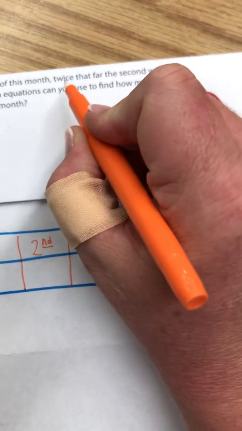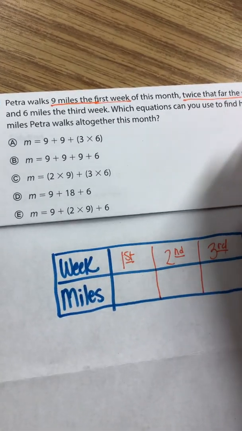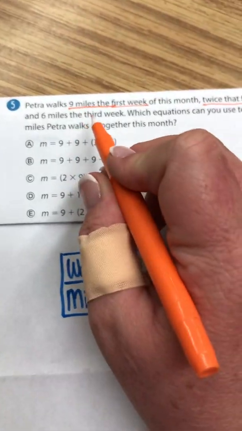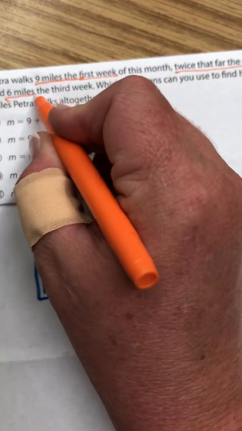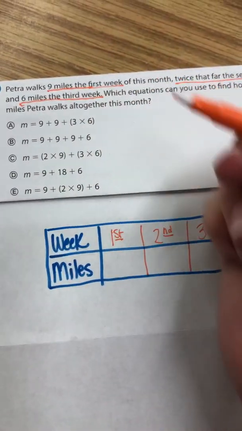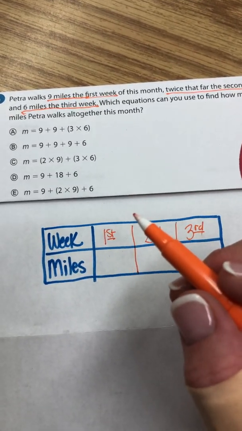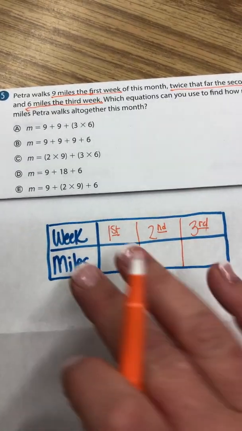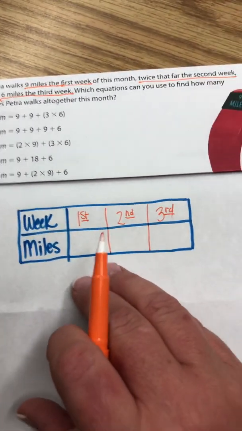Then we see she walked twice that far the second week. And on the third week, she walked 6 miles. Which equations can you use to find how many miles Petra walks altogether this month? Before I go about choosing my answers, let's come over here and write down what we know.